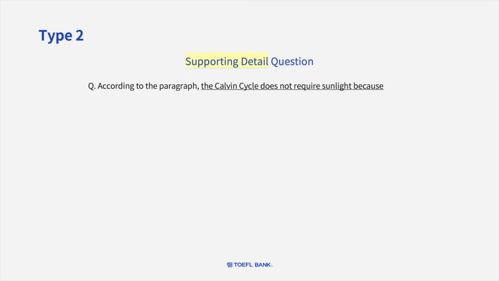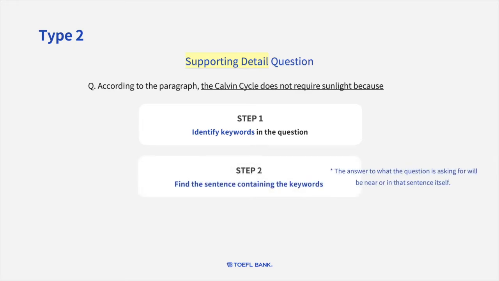Now let's say there's a passage on plants and photosynthesis. A type 2 supporting detail question for this passage would look something like this. According to the paragraph, the Calvin cycle does not require sunlight because... To solve type 2 questions, first identify the keywords within the question. Then, find these keywords in the passage. The answer to what the question is asking for will be near the sentence that includes the keywords or in that sentence itself. After you find the sentence that contains the answer to what the question was asking, select the answer choice that best describes that sentence.